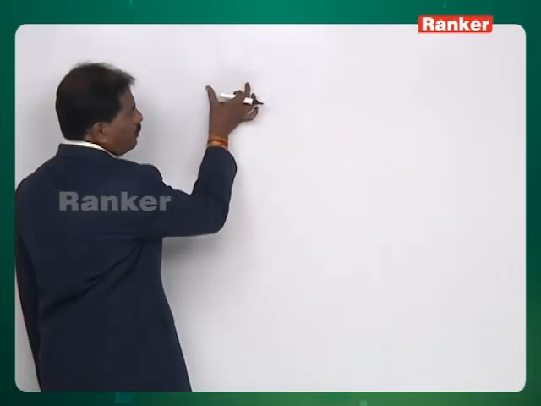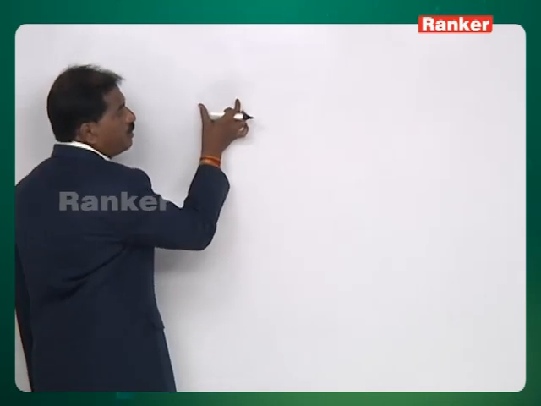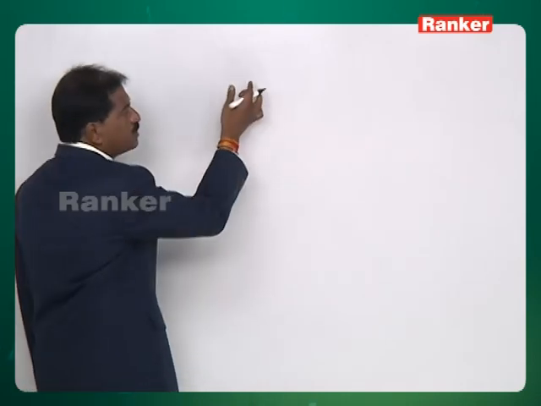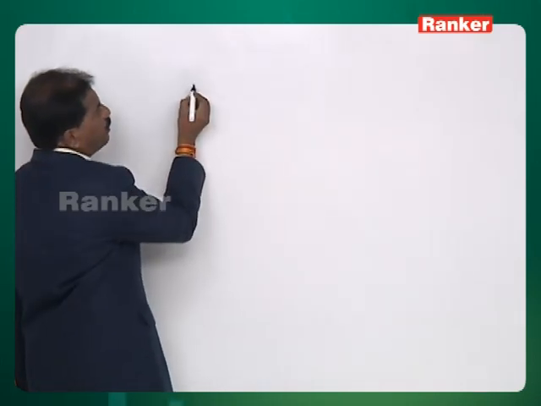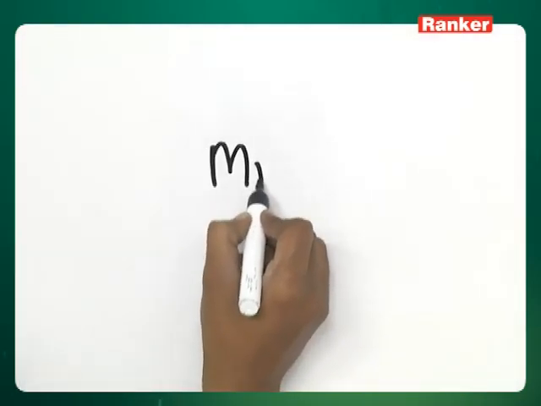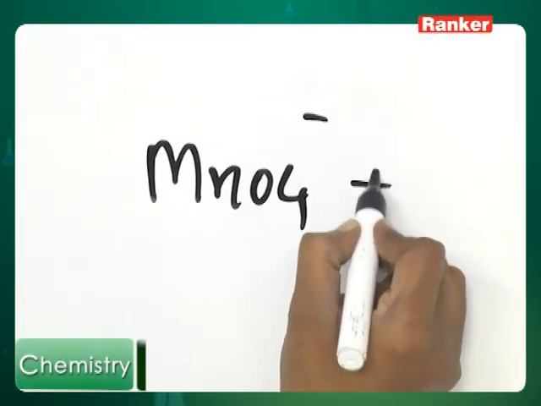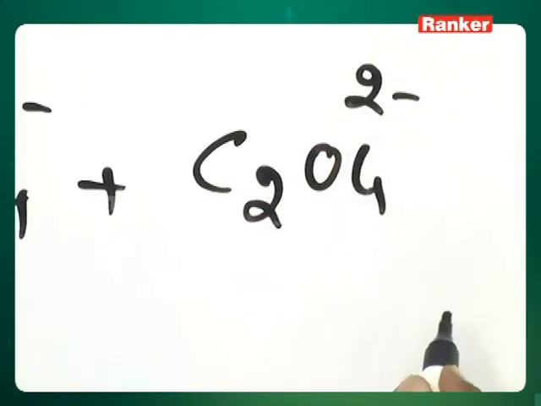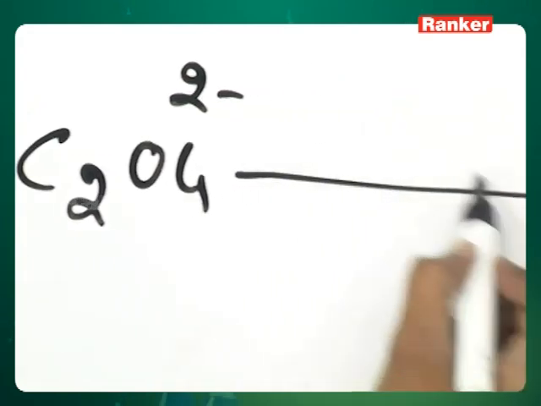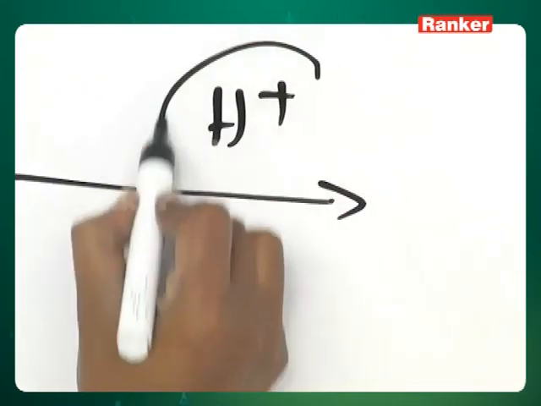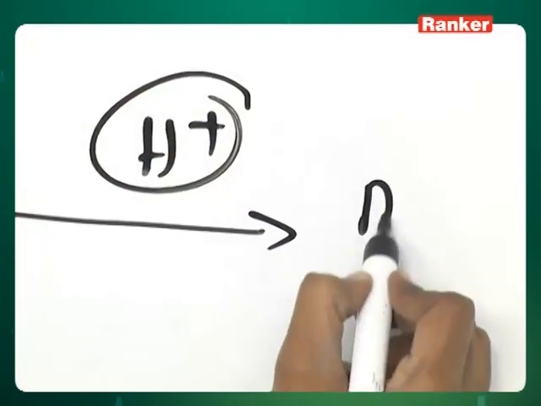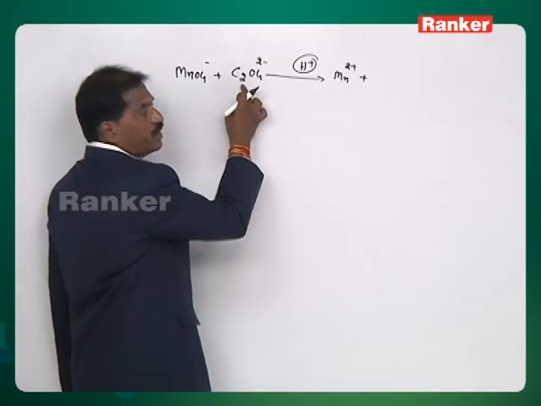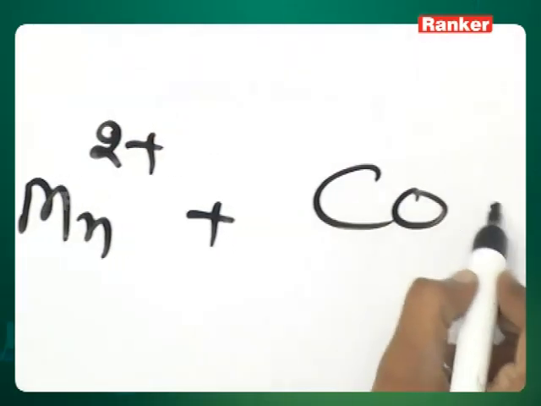Now let us take one example to identify the valency factor and how to proceed for the calculations of numericals involved in these redox reactions. Let us say MnO4 minus permanganate is reacting with oxalate C2O4 2 minus. The reaction is taking place in acidic medium. MnO4 minus will be reduced to Mn2 plus. Next, oxalate will be oxidized to CO2.